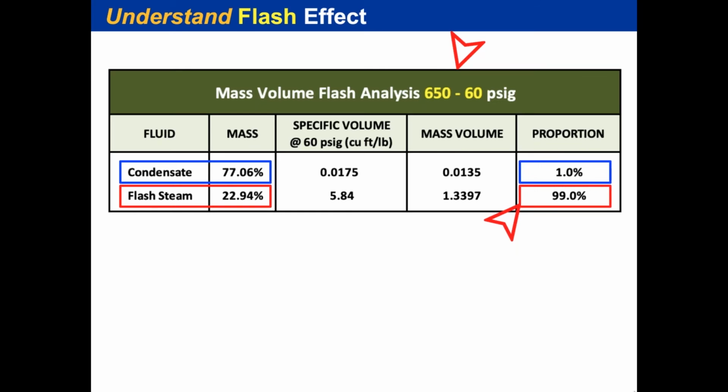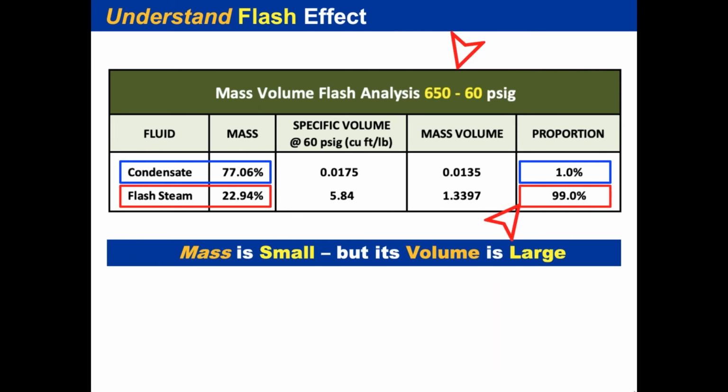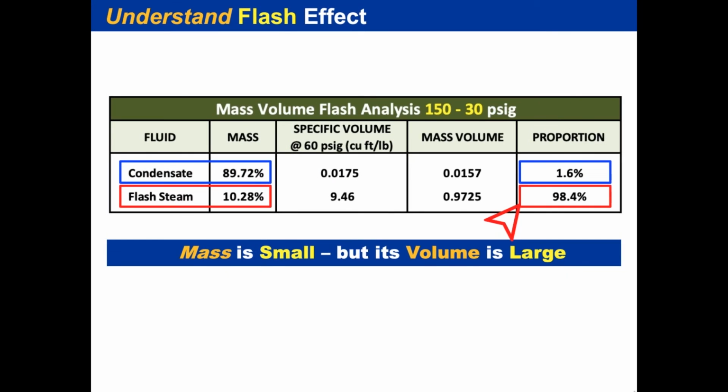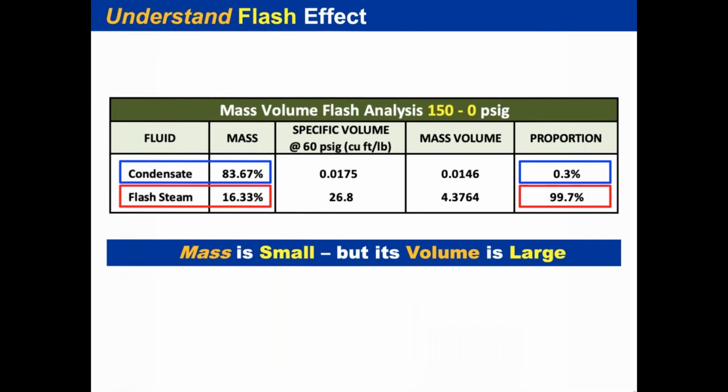Wow, isn't that shocking? Well, yeah, but 650 to 60, we don't often do that, Jim. Normally we're like 150 to 30. Okay, well, there's 150 to 30 for you. It's 98% full of flash steam. And if you go 150 to a flash vessel to 0, it's 99% full of steam. Either way you deal with it, when you're coming out of a piece of steam equipment or a steam trap and you're going to a lower pressure, you've got to deal with the flash effect.